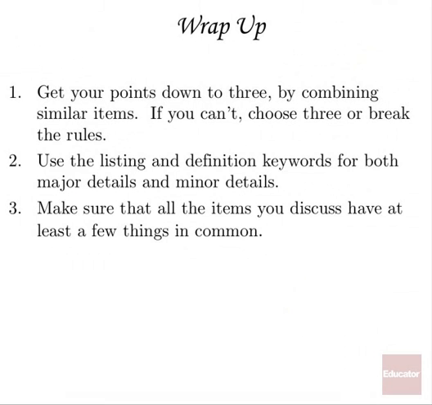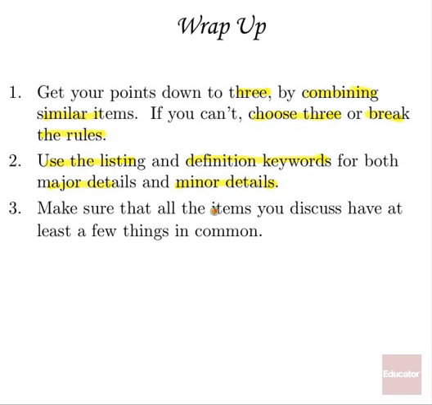So, to wrap up here, you want to get your points down to 3 if you can. And you're going to do that by combining similar items. And if you can't do that, you can break the rules. Or you can just choose 3. Breaking the rules, remember, is your last resort. And make sure that you use listing and definition keywords at the appropriate times for major details and minor details. Remember, there's a lot of listing that can be for major or minor details, but things like to illustrate, for instance, for example, specifically, you'll use those almost always for minor details only.